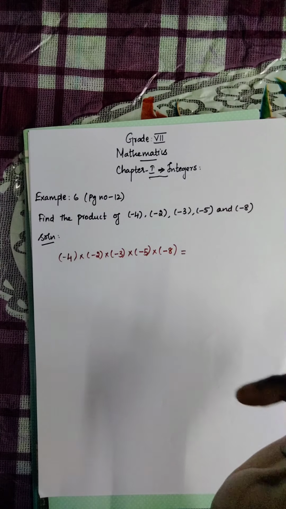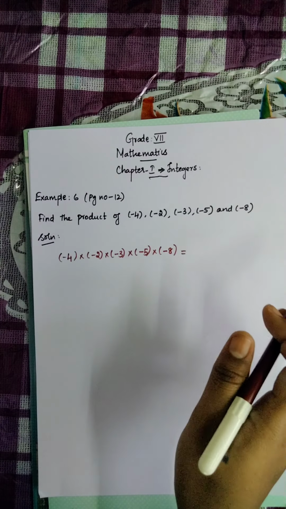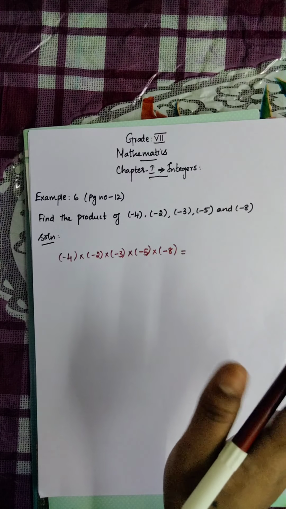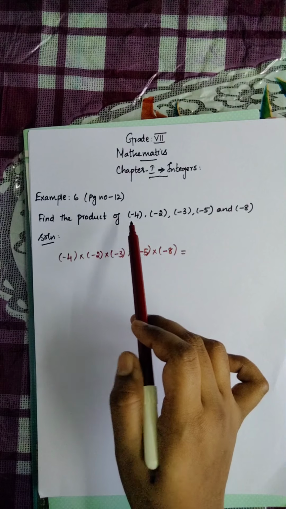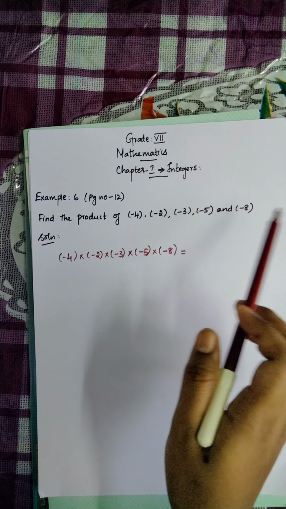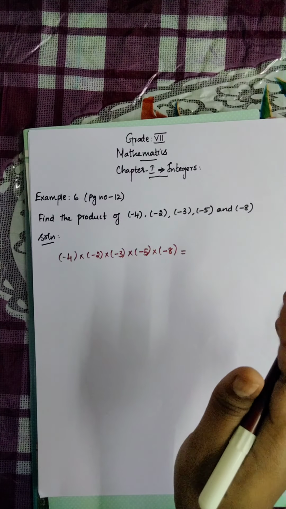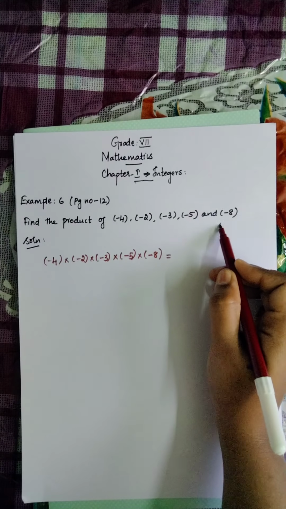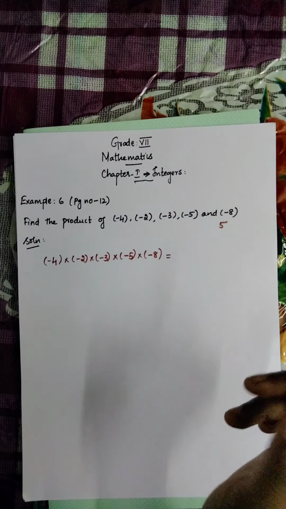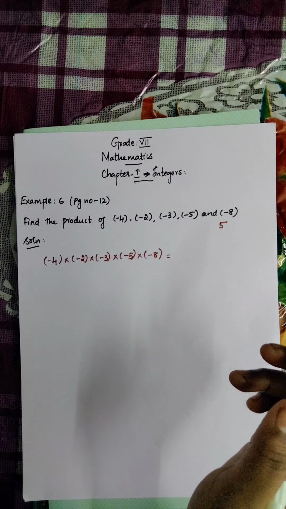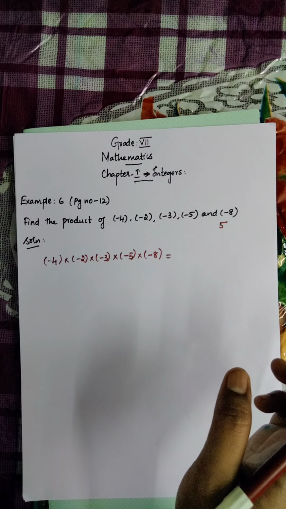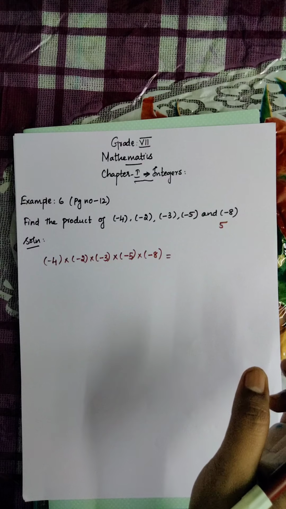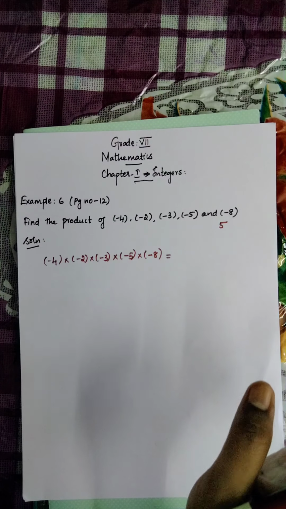So here, first you need to count how many negative integers are there. 1, 2, 3, 4, 5. Totally 5 negative integers are there. Whether 5 is an odd number or an even number? 5 is an odd number.